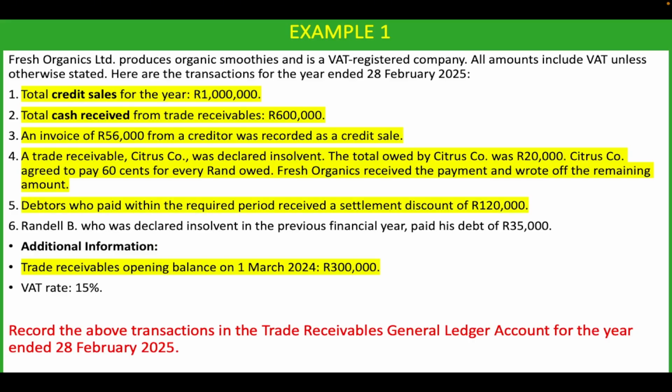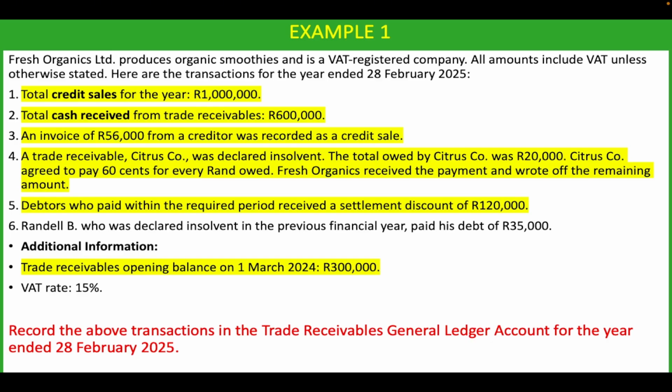Number 6, Randall B, who was declared insolvent in the previous year, paid his debt of 35,000 rand. Now we have to put on our thinking caps here, because when was this person declared insolvent? In the previous financial year. That means in the previous financial year, we recorded it as bad debts, which is a debit, and we credited our trade receivables. That means we removed them from our trade receivables last year. So remember, we had this opening balance of 300,000 rand. Randall B was not part of this 300,000 rand because we removed him as a bad debtor last year.